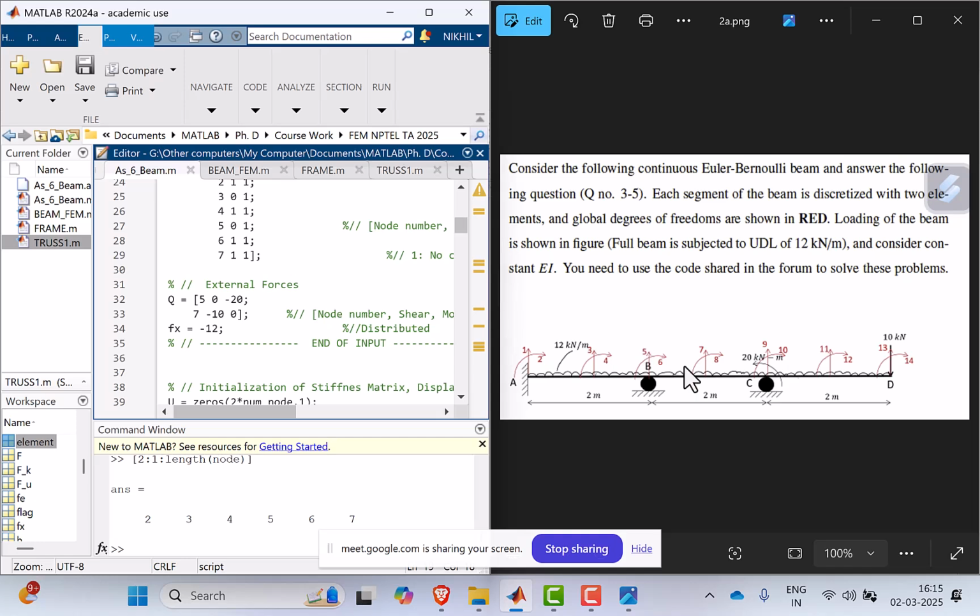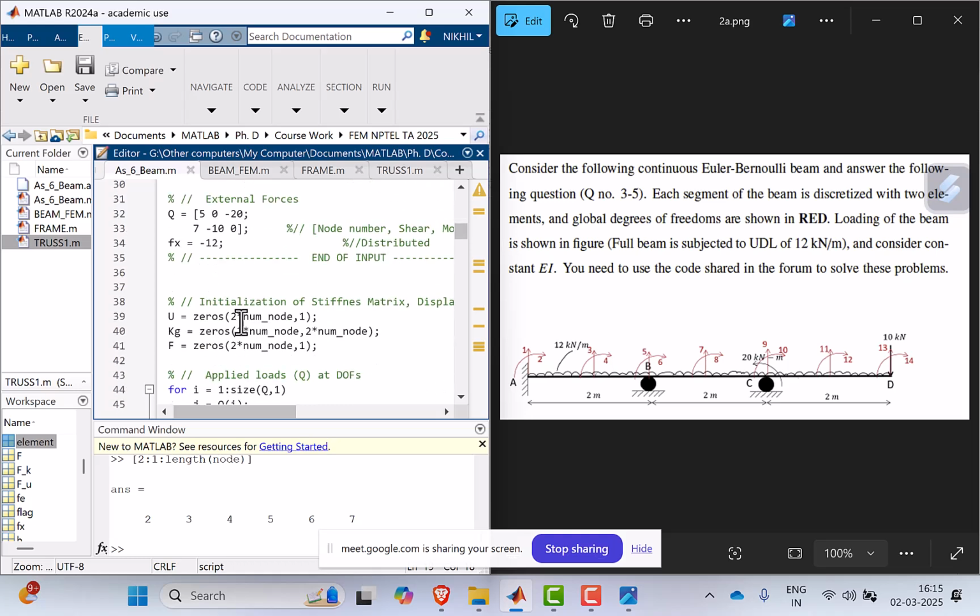Similarly, for the seventh node, which is the last node, minus 10 is acting in the shear and no moment is acting. So this is based on the point load. Since we have a distributed load as well, which is 12 in the downward direction, it will be minus 12. So when we define it, it will be done.